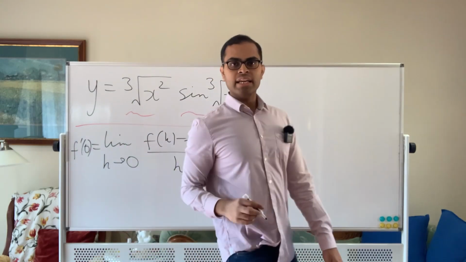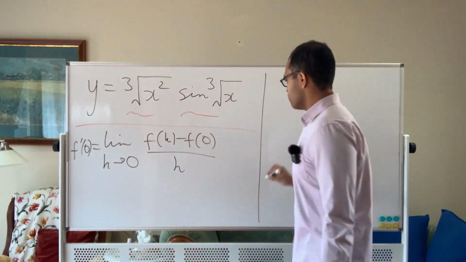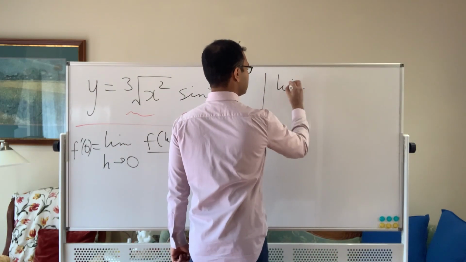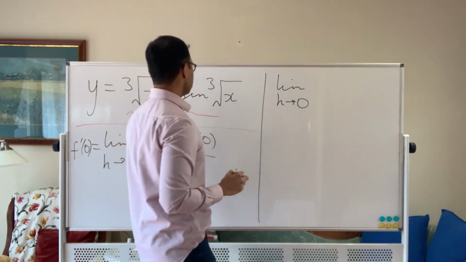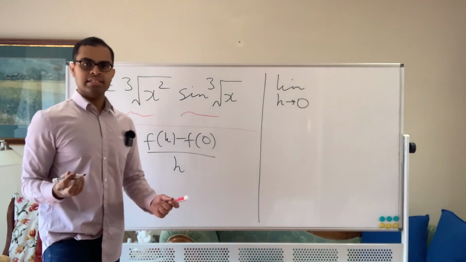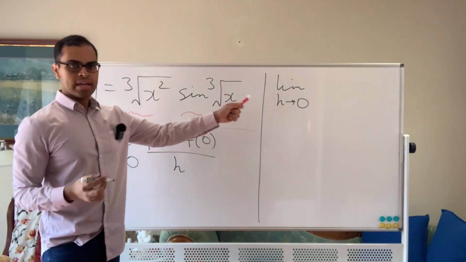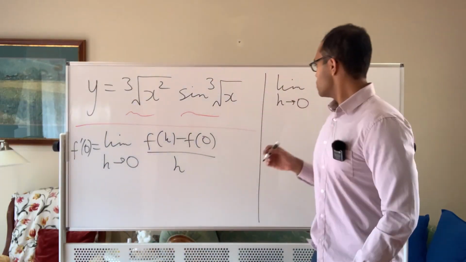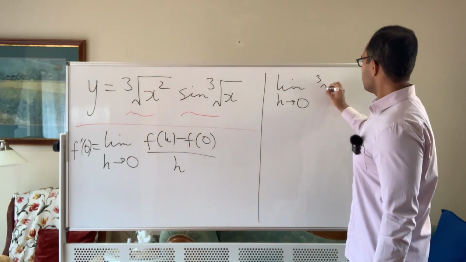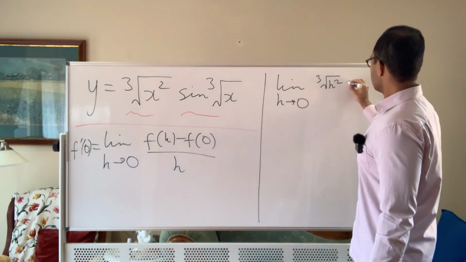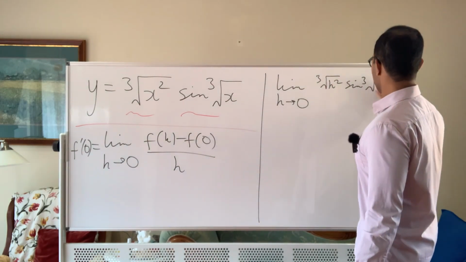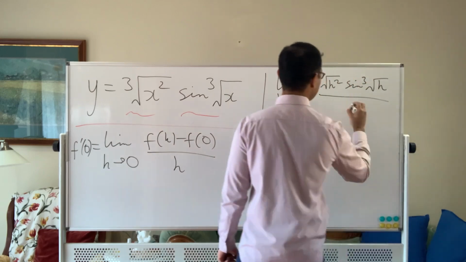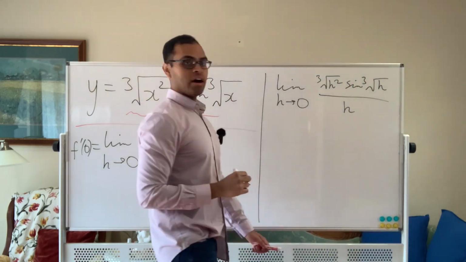So let's just plug that in. So it's going to be limit as h goes to 0. And here you can directly say that at x equals 0, the function is going to be 0. It is defined at 0, which it has to be if it is to be differentiable at 0. So here you're going to get cube root of h squared times sine of cube root of h, divided by h. Okay, that's going to be our limit.